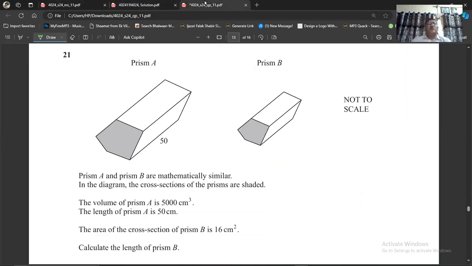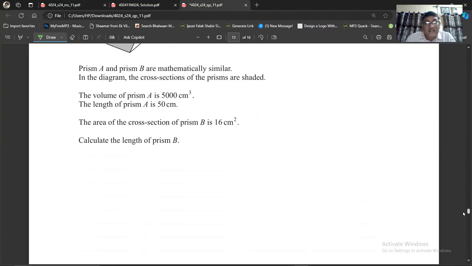Then we have question number 21. It says prism A and prism B are mathematically similar, so these two solids are similar to each other. In the diagram, the cross-sections of the prisms are shaded. The volume of prism A is 5,000 cubic centimeters. The length of prism A is 50 centimeters. The area of the cross-section of prism B is 16 square centimeters. Calculate the length of prism B.